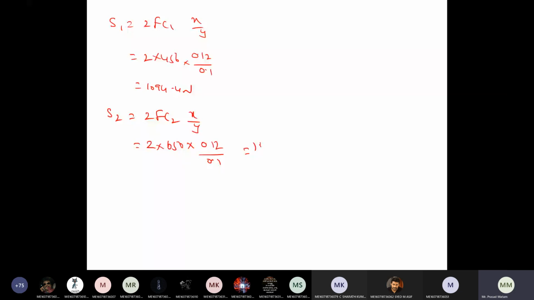So now S is equal to S2 minus S1 by h. S2 is 1560 minus 1094.4, by h is 20. We are getting this as 23.28 newton per millimeter.